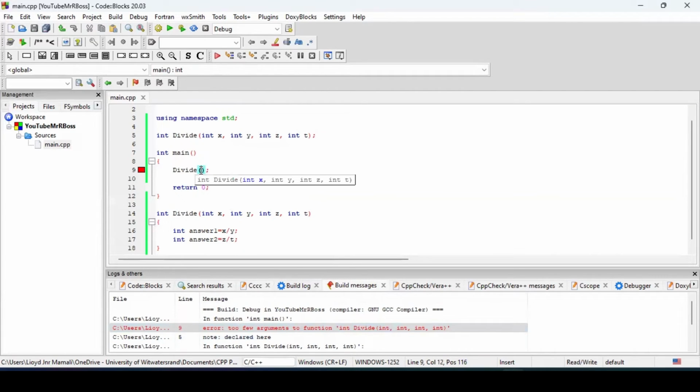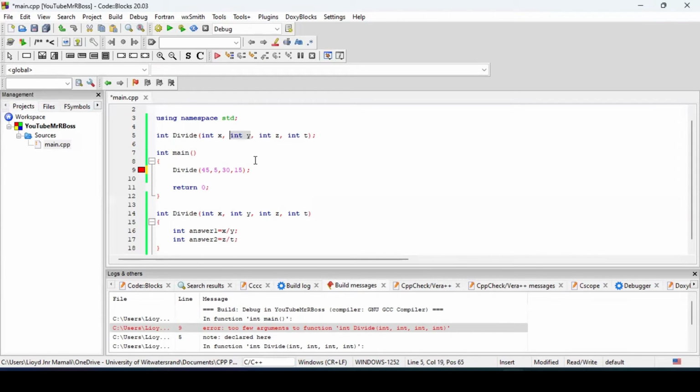So I'm going to include my parameters, and I'm going to make my parameters 45, 5, 30, and 15, right? So those are our parameters, of which the 45 belongs to int x, the 5 belongs to int y, and so on.